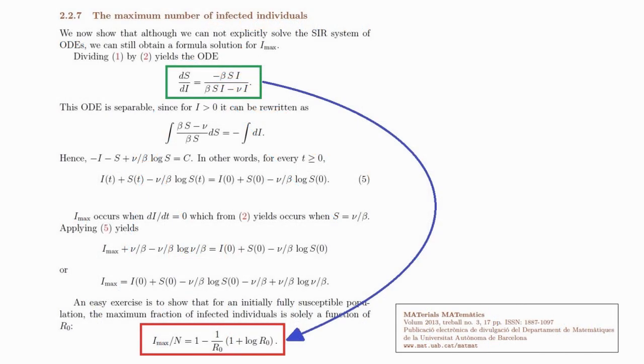Okay, the key concept that I pulled out of the SIR system of ordinary differential equations right here is this key equation that I could utilize, because these equations don't settle into an explicit form as a whole, although I have this, which is the maximum infected number over the total population. So it gives you the percent of people infected as a function of R0. That's pretty key.